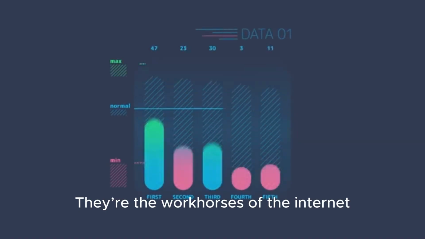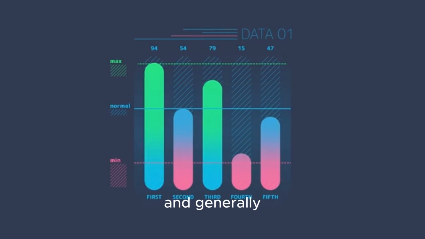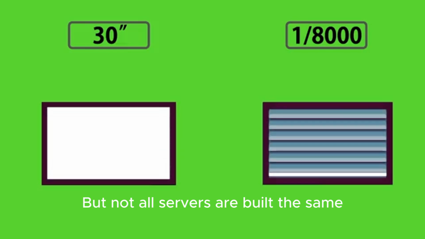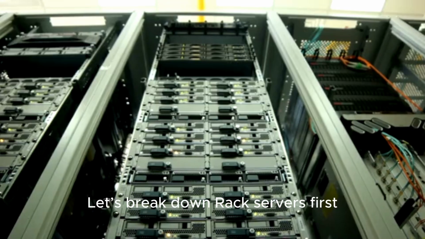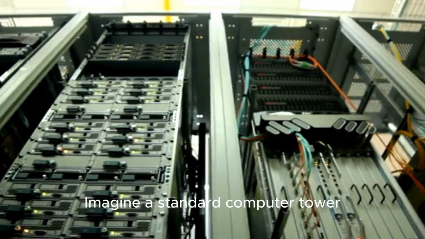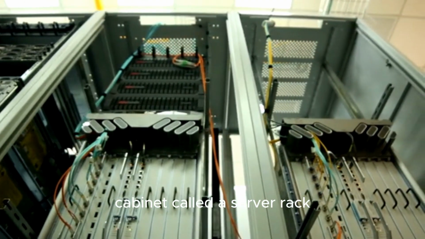They're the workhorses of the internet, storing data, running applications, and generally making sure everything online just works. But not all servers are built the same, and the form factor often dictates their best use case. Let's break down rack servers first. Imagine a standard computer tower, but designed to slide into a specialized cabinet called a server rack.